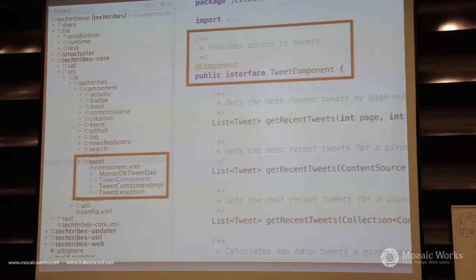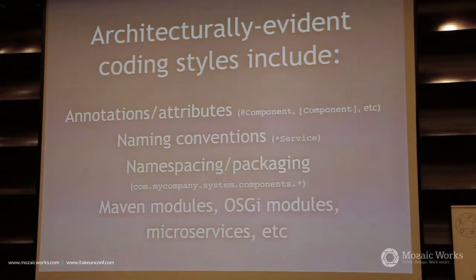So that's a really simple example of an architecturally evident coding style. It's about adding metadata to our code base, essentially. And there are lots of other ways we can do this. Attributes and annotations are a really lightweight way to do this. We can have a naming convention. So if you have an existing legacy code base, then maybe you want to make sure that everything adheres to a certain naming convention. Namespacing and packaging is another way to do this, particularly if you use the C# internal keyword or Java's package protected namespace.